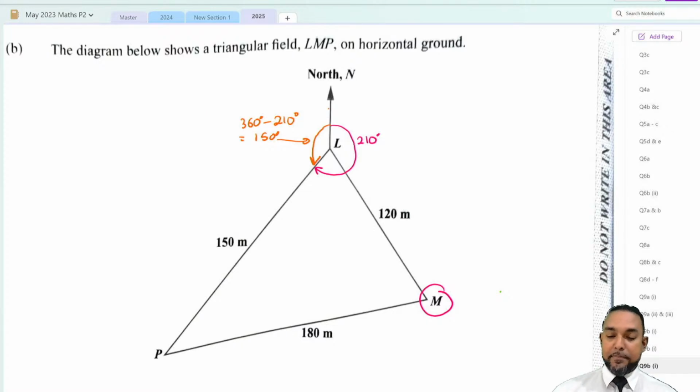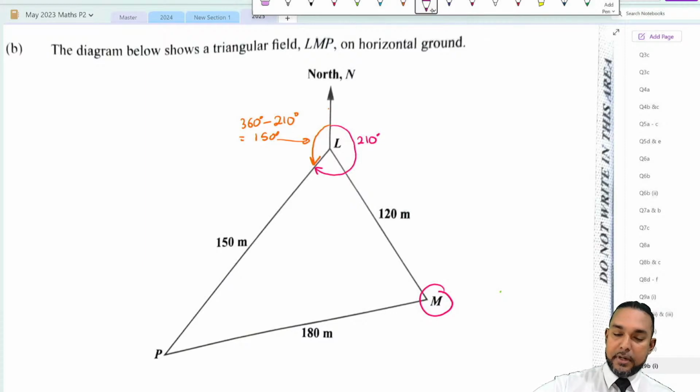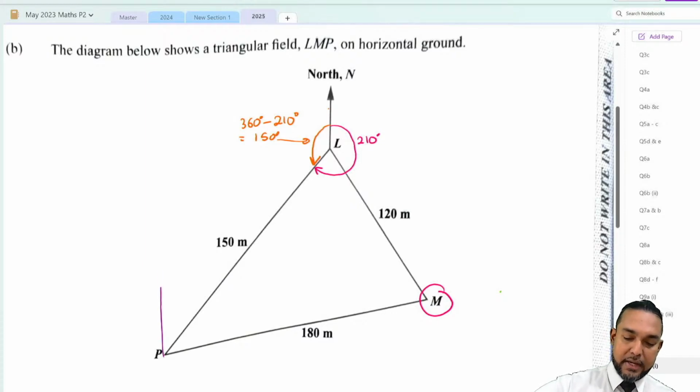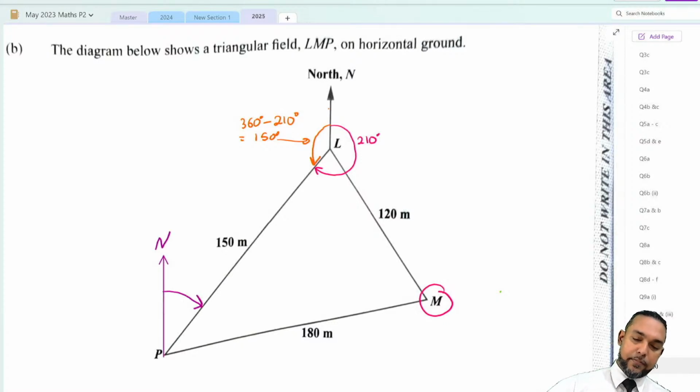And then they want the bearing of L from P. So on top of that, we need to put a north line at P. They want this purple angle here. If you extend this line joining the two points, we will see that if we call this angle theta, the angle on top here is also theta. And this is a straight line.